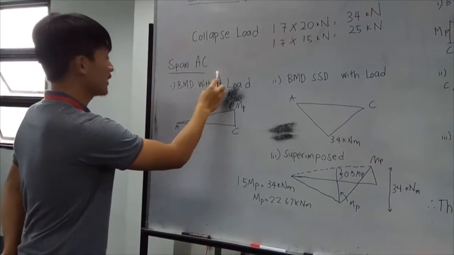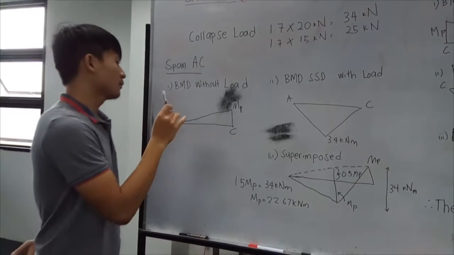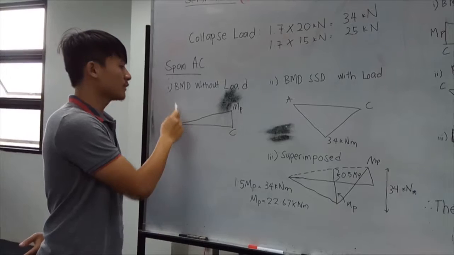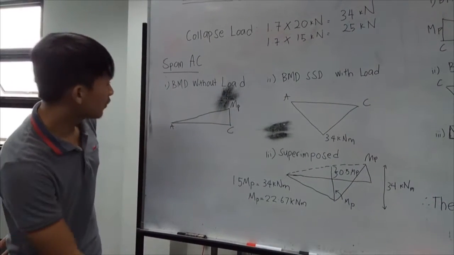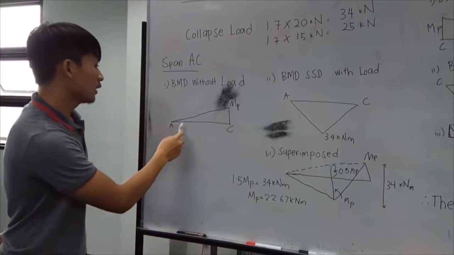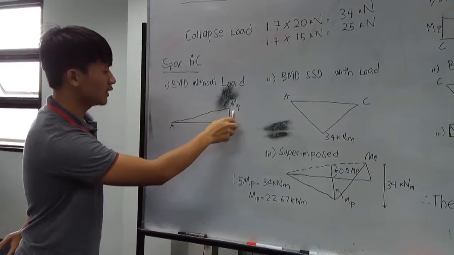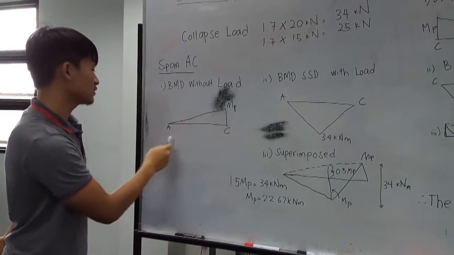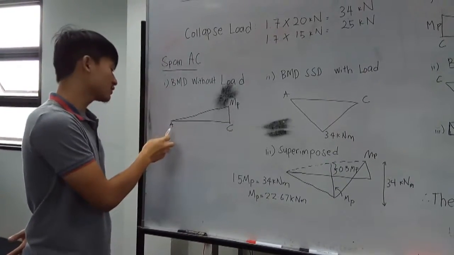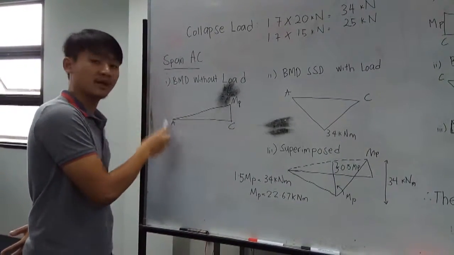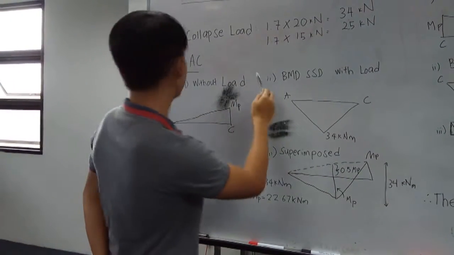For the first span AC, the first step is to draw the BMD without load. And this is the diagram for the BMD without load. As you can see, there's only plastic moment at point C, because at point A there is no hinge, since it is a pin at the end of the span.